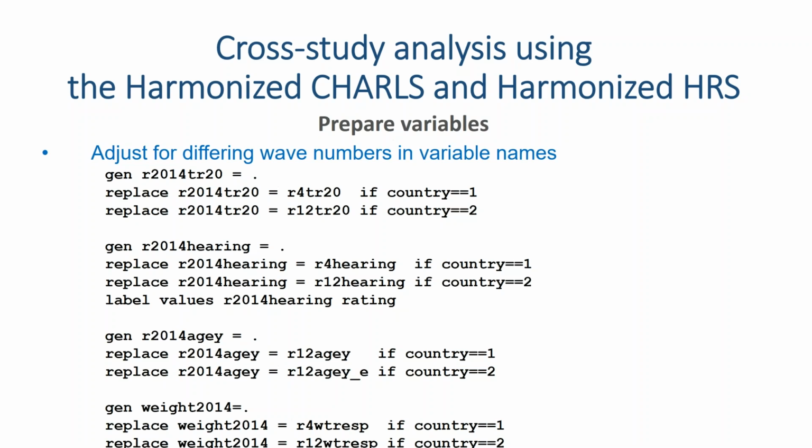So we're also going to take the same steps and create R 2014 hearing for self-rated hearing and apply a value label. We'll also create R 2014 age Y for the respondent's age in years and weight 2014 for our person level weights. So once again, we're creating new variables based on our year of analysis rather than the wave number that contains observations from the CHARLS and HRS datasets.